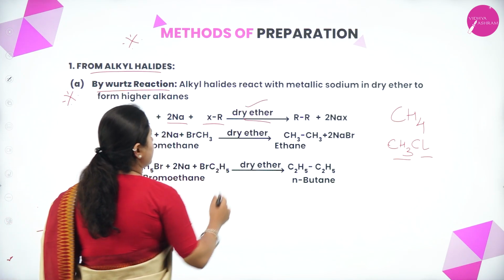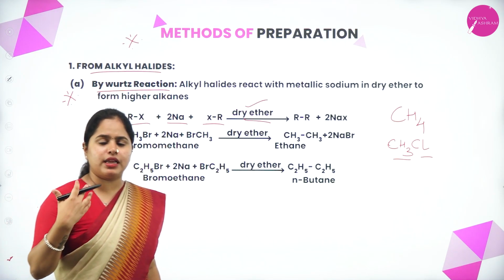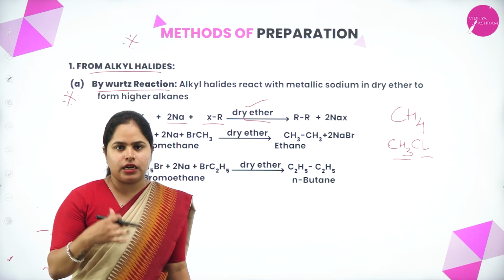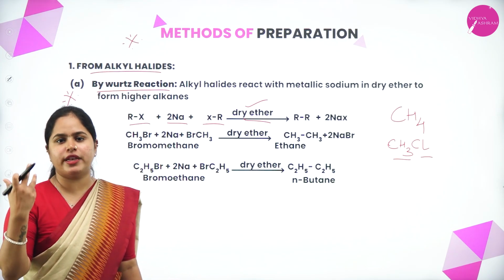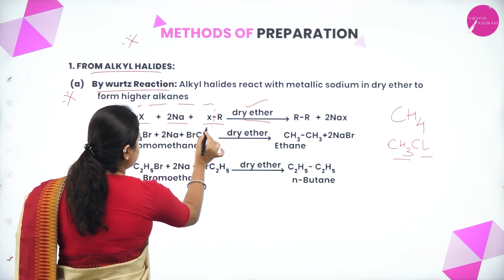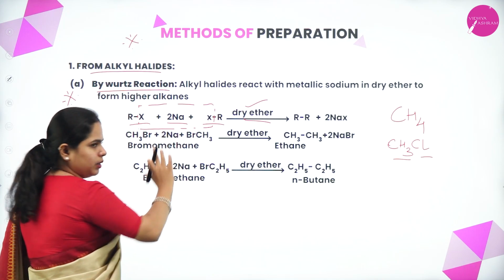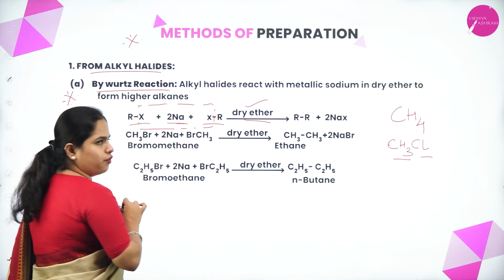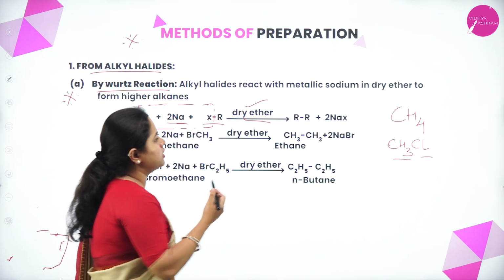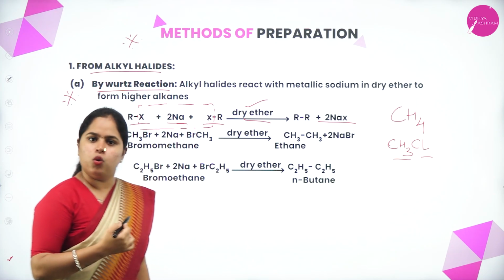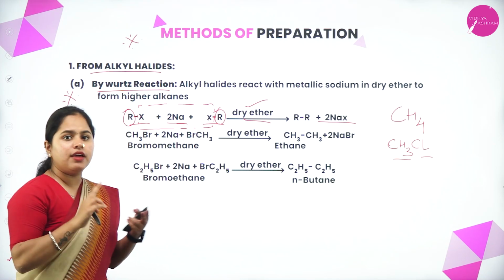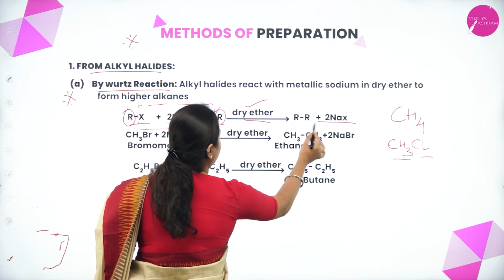Now what is the significance of dry ether? Dry ether is used because sodium reacts violently in the presence of water. So there shouldn't be any water present. That is why the reaction proceeds in dry ether, to remove any excess water. If we write it in this format, it is easy to understand. This much part will be removed: 2 moles of Na, sodium, and X and X, the 2 halogen atoms, together will form 2NaX. And what is remaining here? This alkyl group and this alkyl group. Now they will combine and form your higher alkane.